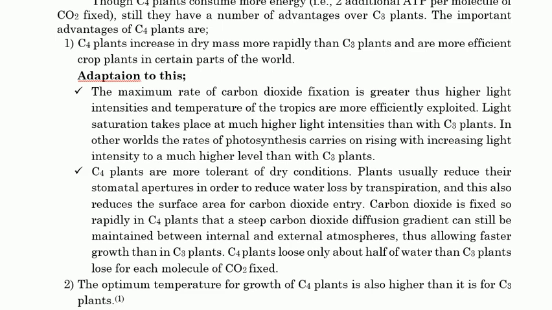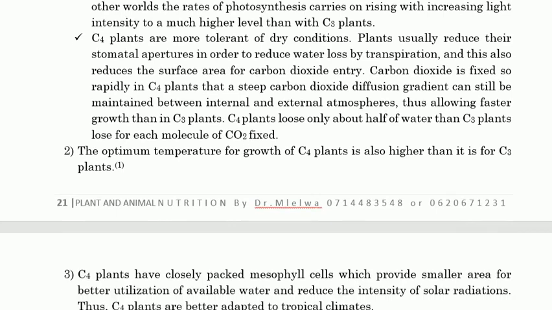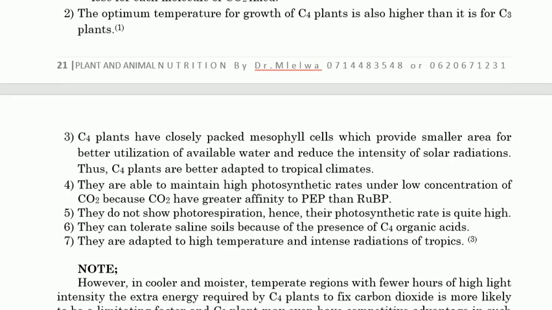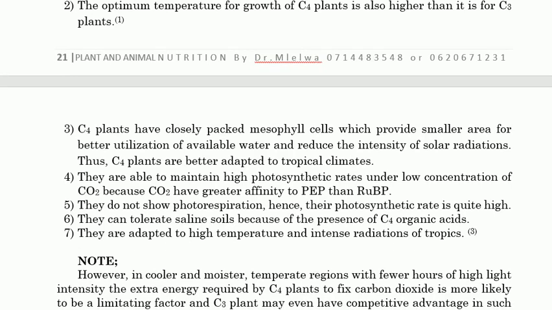So tolerating dry conditions allows them to continue producing food even in bad conditions. The second point, the optimum temperature for growth of C4 plants is also higher than it is in C3 plants. The third point, plants have closely packed mesophyll cells which provide a small area for better utilization of available water and reduce the intensity of solar radiation. Thus, C4 plants are better adapted to tropical climates.